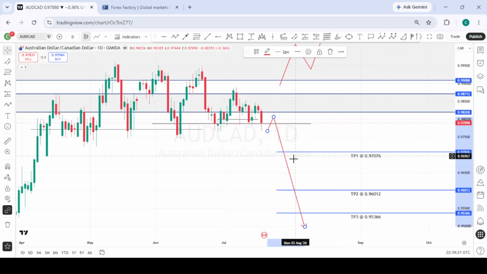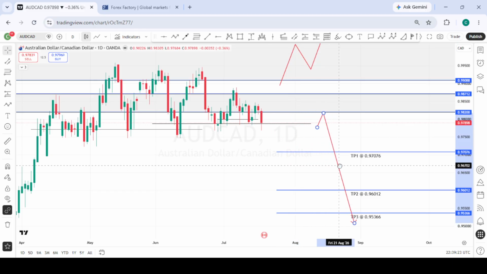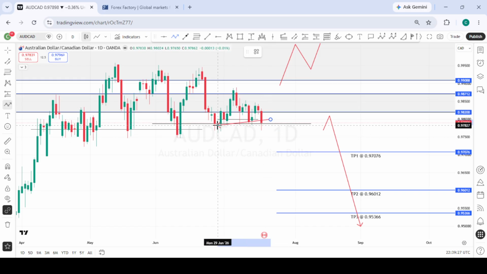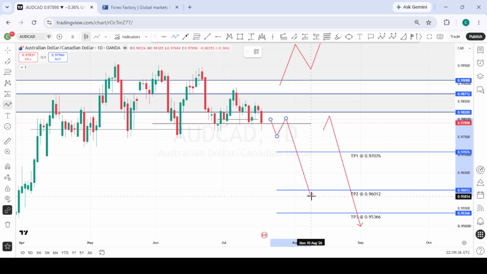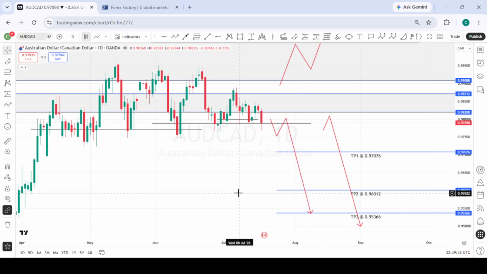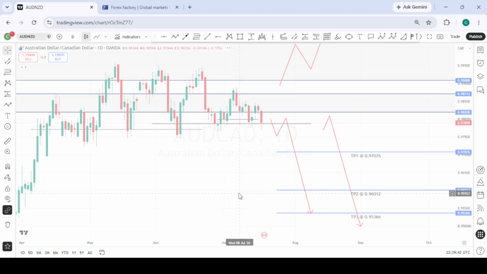So we are very bearish on AUDCAD. And if we also get a daily candle close below this daily structure point or this daily structure point, then we'll look forward to a possible pullback or a retest. Then we'll look for selling opportunities to the downside. So these are the two possible scenarios for AUDCAD.